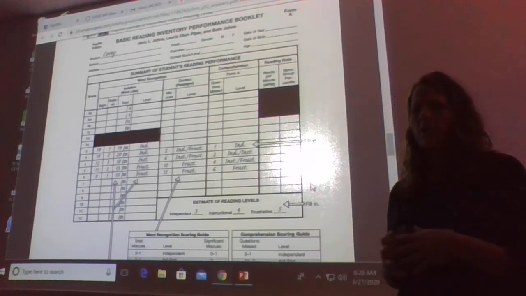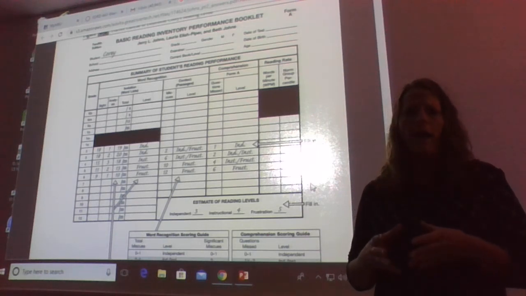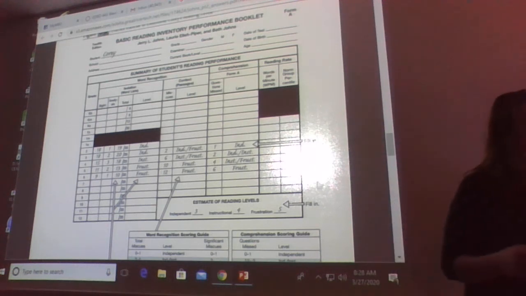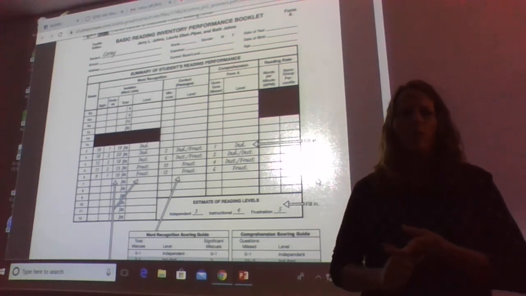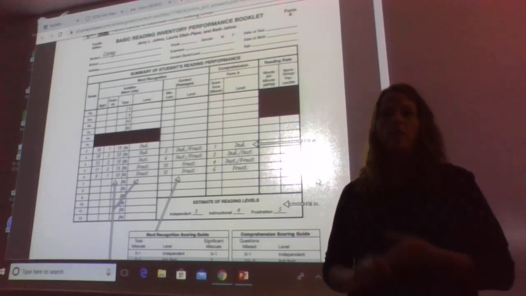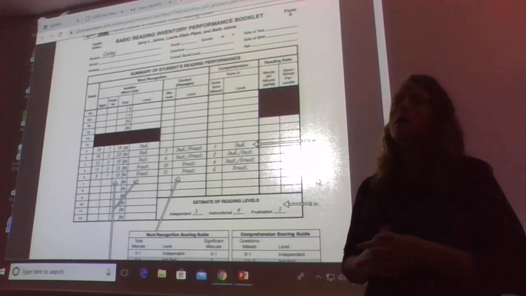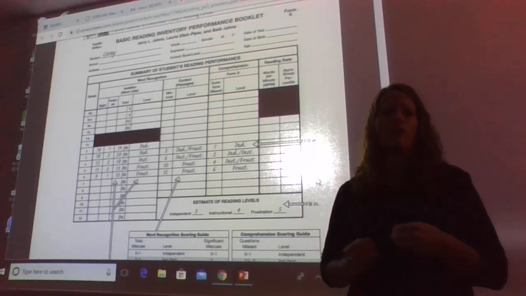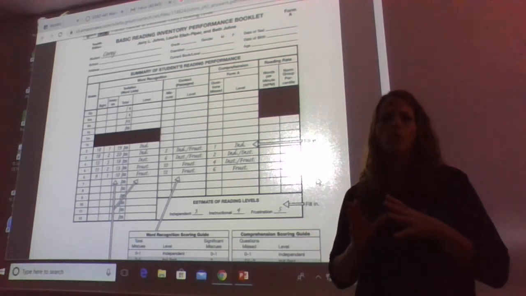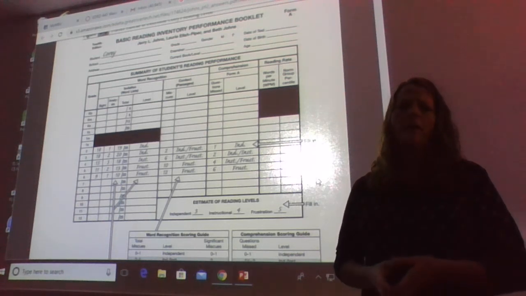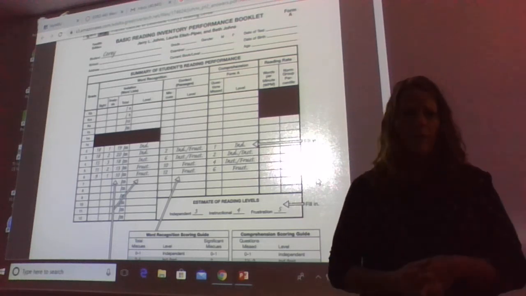versus the frustration level. In addition, the independent will always be one level, the frustration will always be one level, but the instructional level can be 2 grades. So you could have a 2-3 instructional level, but independent and frustration, we're only going to use one. And hopefully you'll be able to really hone in and figure out what that instructional level is as well, even if you have to do an extra passage or two.